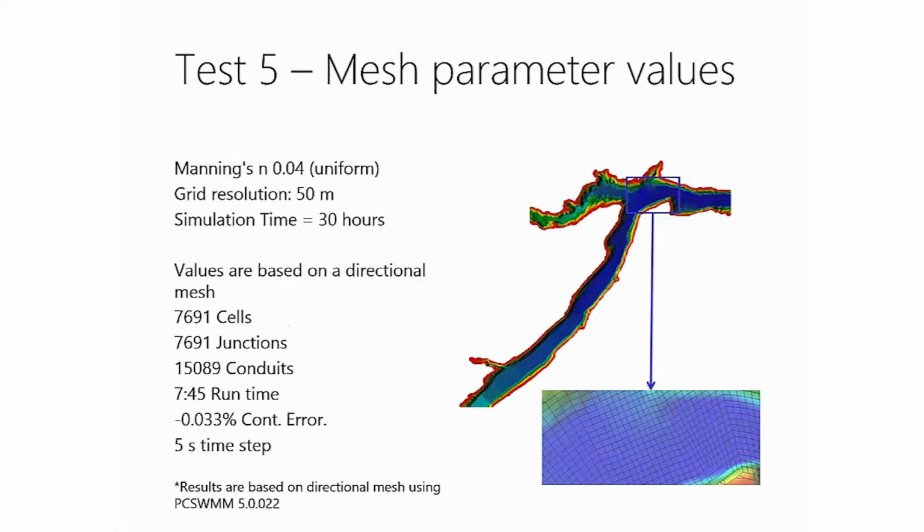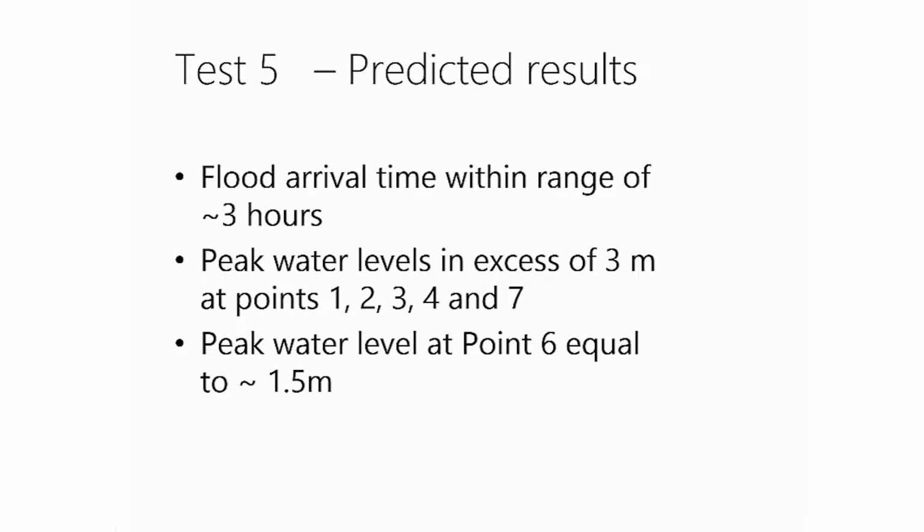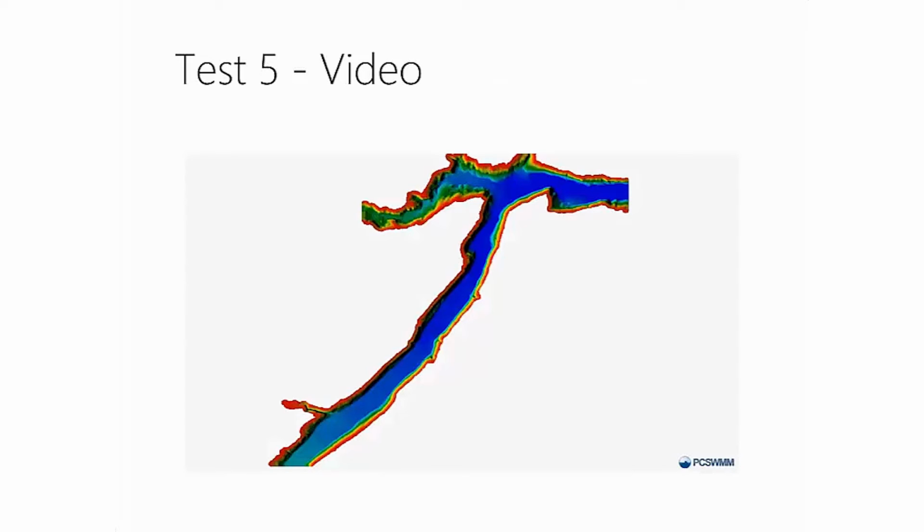Some of the mesh parameter values: the Manning's roughness was 0.04, the grid resolution was 50 meters, and there was a simulation time of 30 hours. Now this was the first test that we used a directional mesh in, and you can see in the screenshot how the mesh follows the contours of the river segment. So there were predicted results provided from the Environment Agency. And again, I really like videos, so this one is actually showing the cells rendered based on their velocity values.